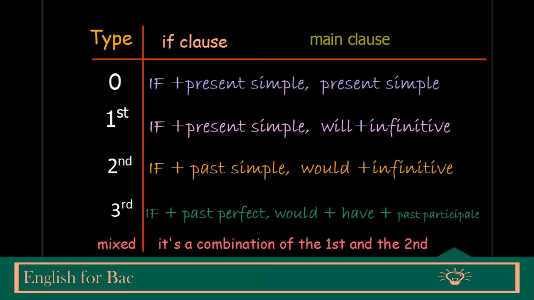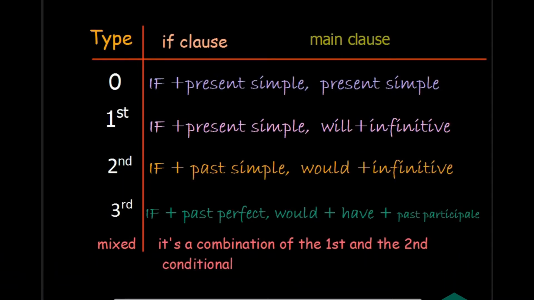Okay, so here we have all the types. Type 0: here is the if clause. In type 0, we have the if clause plus the present simple, and the main clause is also in the present simple. The if clause means the condition, and the main clause means the result.